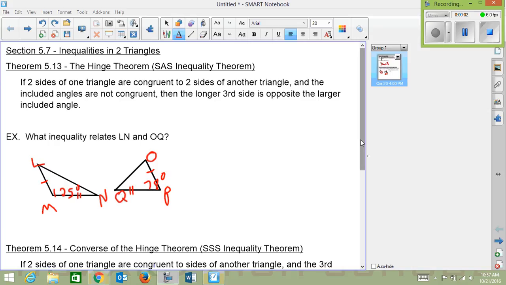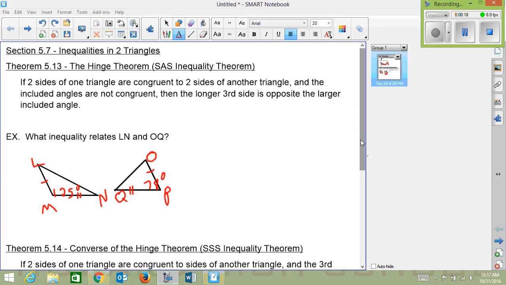Hello and welcome to section 5.7, which is on inequalities in two triangles. Theorem 5.13 is the hinge theorem, which is also called the SAS inequality theorem, the side-angle-side inequality theorem.